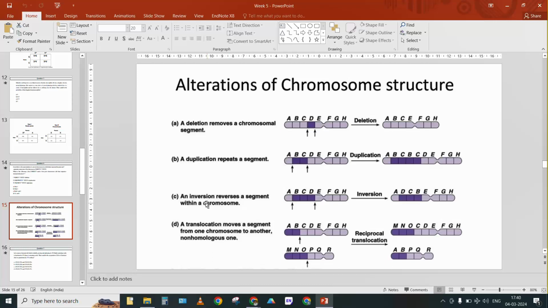There are two more types, but we will not look into them: ring chromosome and isochromosomes. We'll not look into those two because they are not that important.